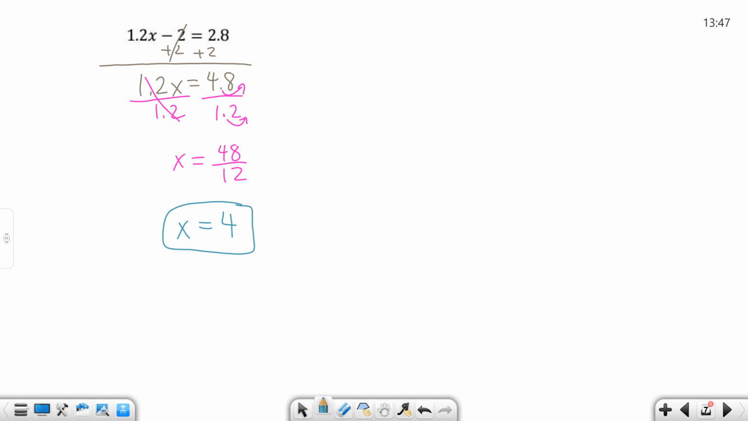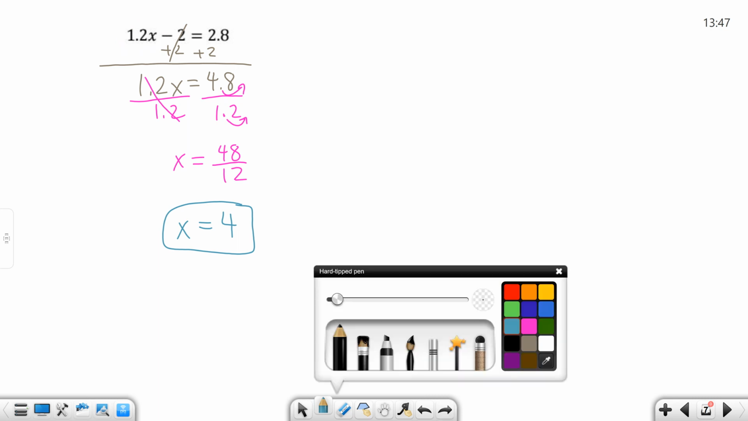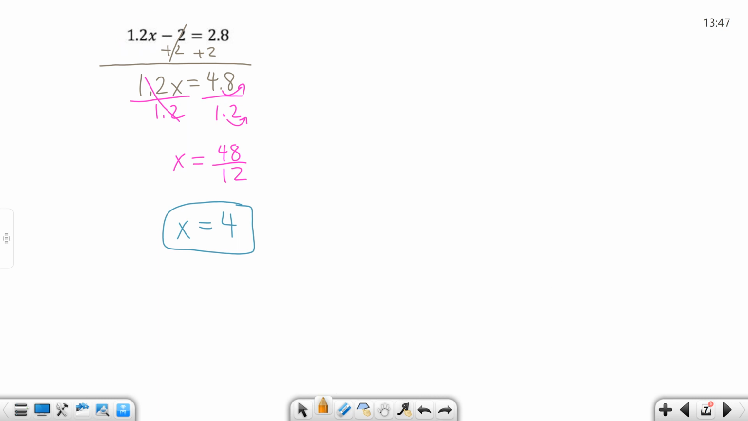If I look at this problem and go, you know what? I have 1.2x to start with. I don't like that. I want to get rid of that. So I can take 10 times everything, right? So take the 1.2. I'm just going to write my problem down again. My equation. I'm going to move it over one place. 12x minus, move it over one place, got to add a 0, minus 20, equals, move it over one place. Moving it over one place is the same thing as multiplying by what? 10. I multiplied everything by 10.